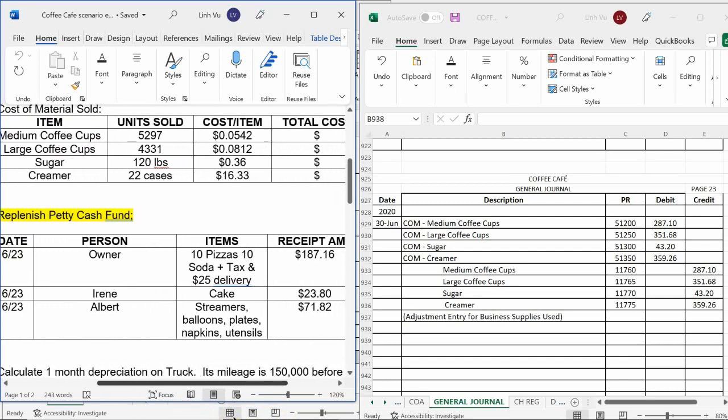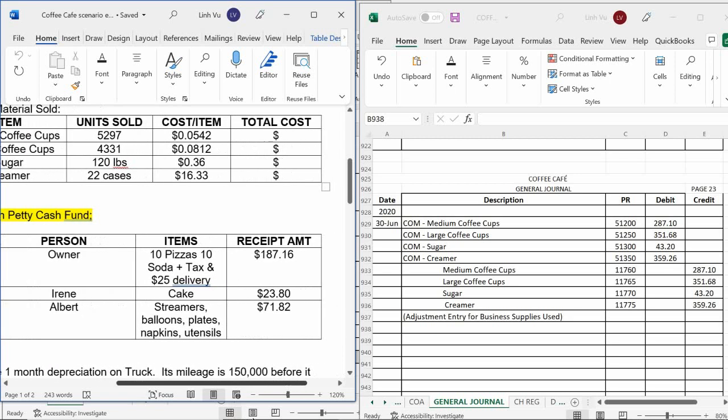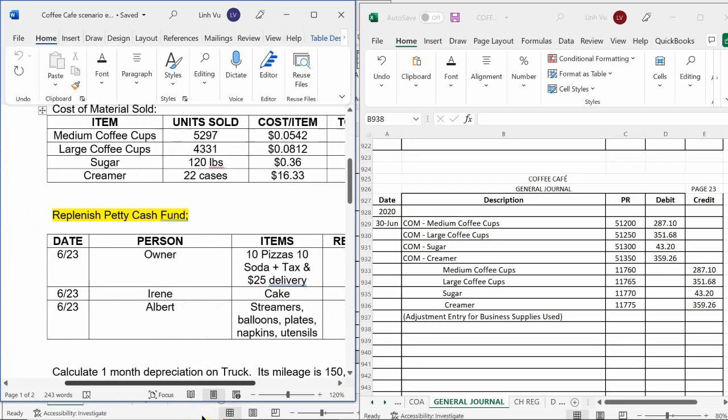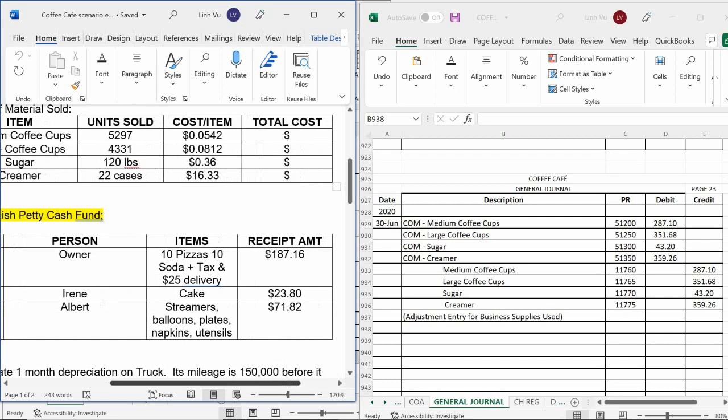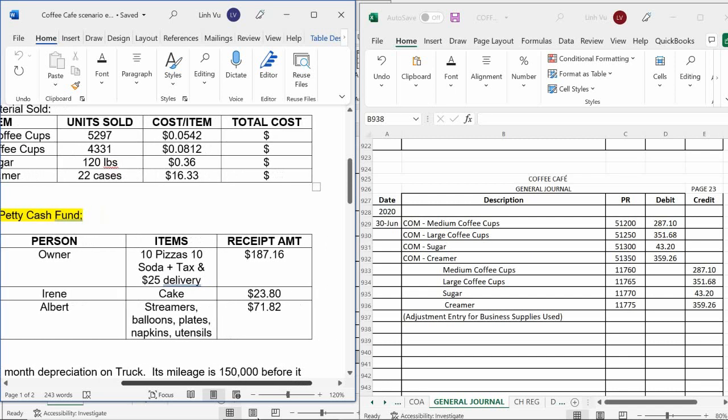Irene also took out some money to buy a cake for $23.80. And again, Albert also took money to buy decorations, so streamers, balloons, plates, and supplies and napkins and all the utensils and everything to get a grand total of $71.82.